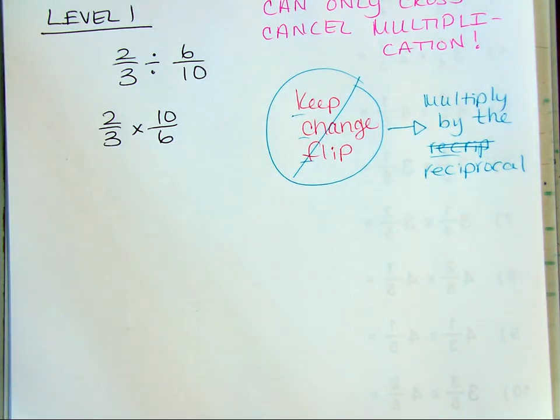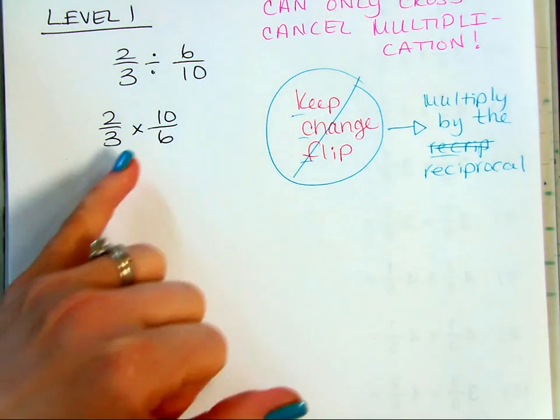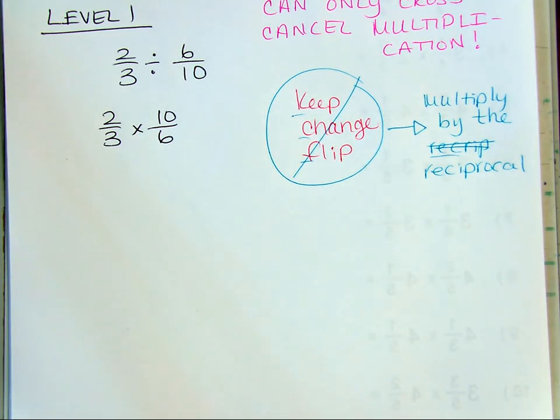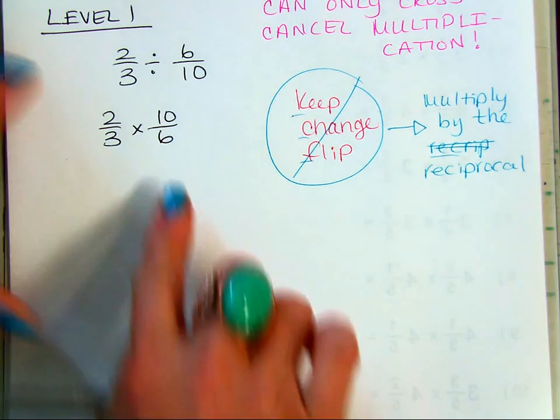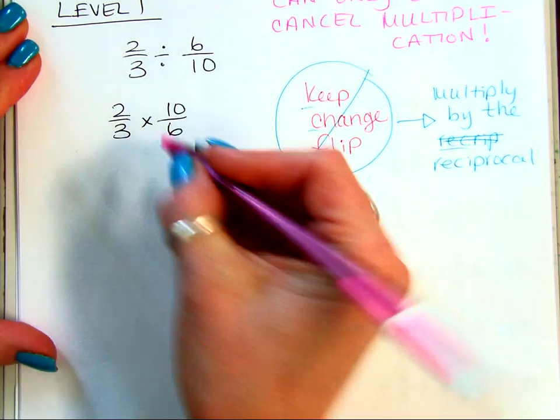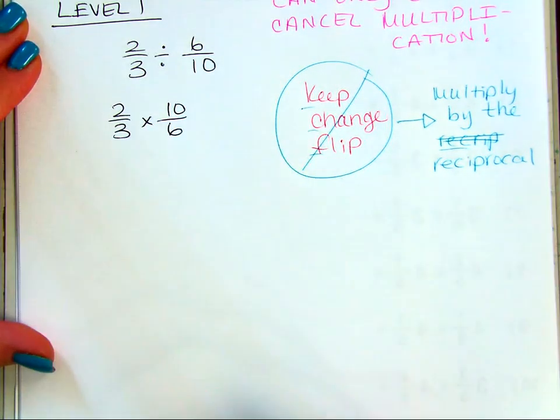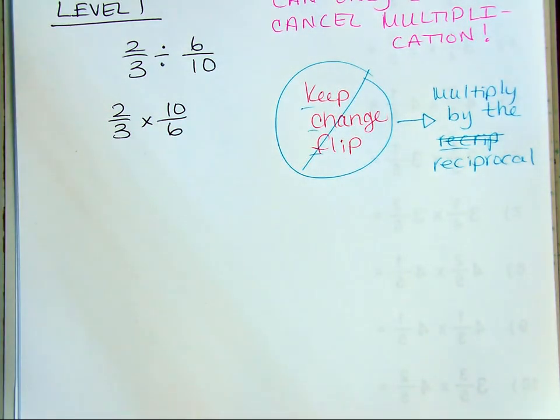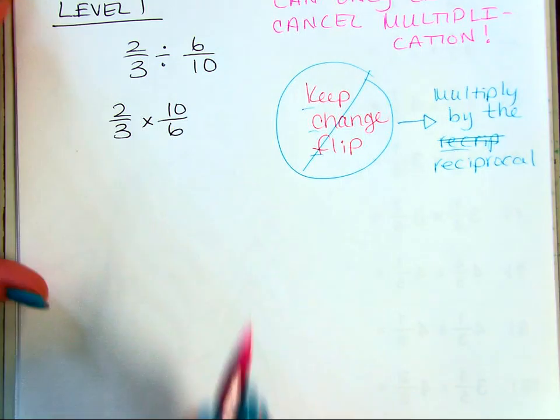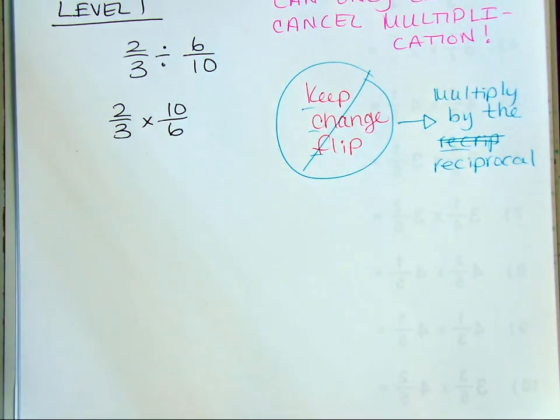Did you see what I just did? You used to call that keep, change, flip. And if you want to think about that in your head that way, but if I ever ask you, what you're doing is multiplying by the reciprocal. Okay, now can I cross cancel? Yes. Only because it's multiplication right now. So 3 and 10 have a GCF of 1, leave it. 2 and 6 have a GCF bigger than 1, 2.